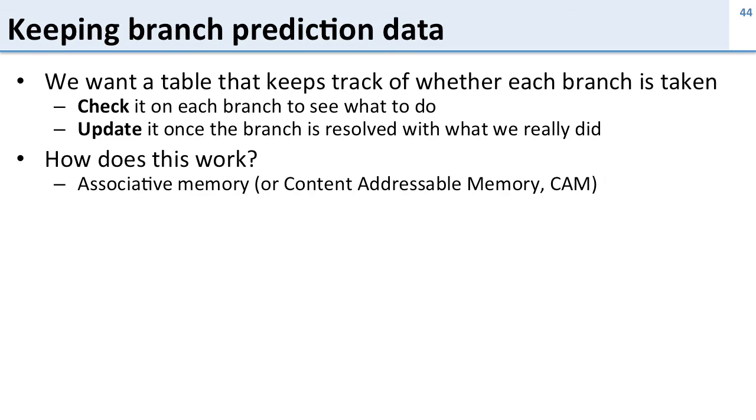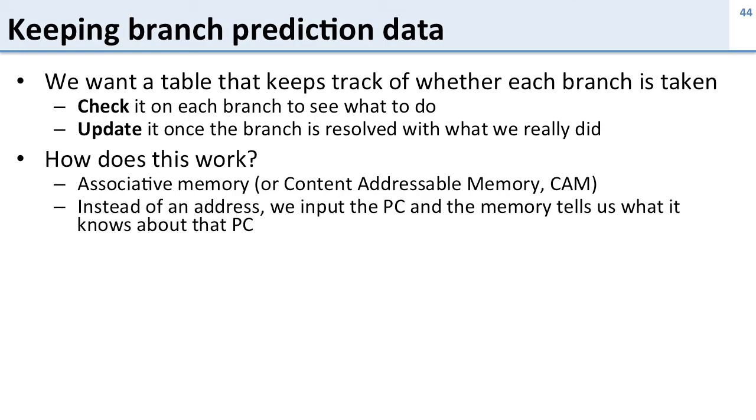Well, we're going to use an associative memory or a content addressable memory, or a CAM. And this is a memory that's a little different than the memories we saw before. Instead of having an address, which tells you where to look in the memory, we're going to put something into the memory and it's going to tell us if it has information about it. So we're going to input the PC of the instruction we're looking at, and the memory is going to tell us what it knows about the PC.